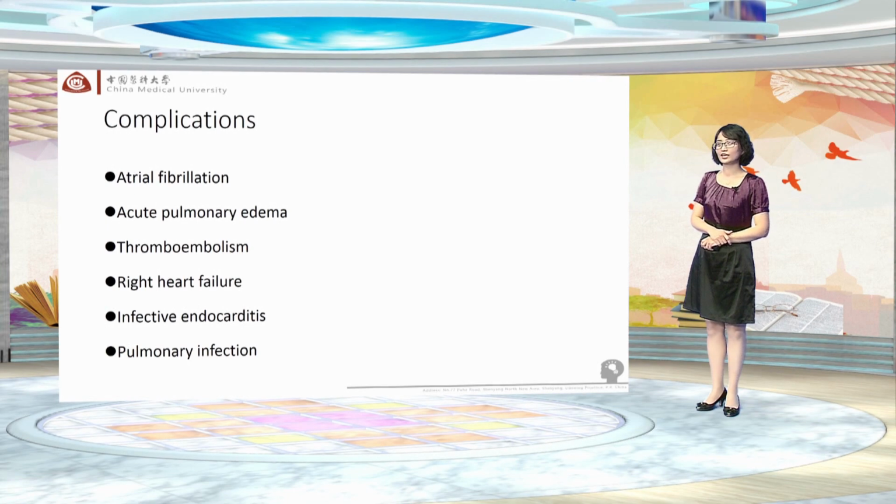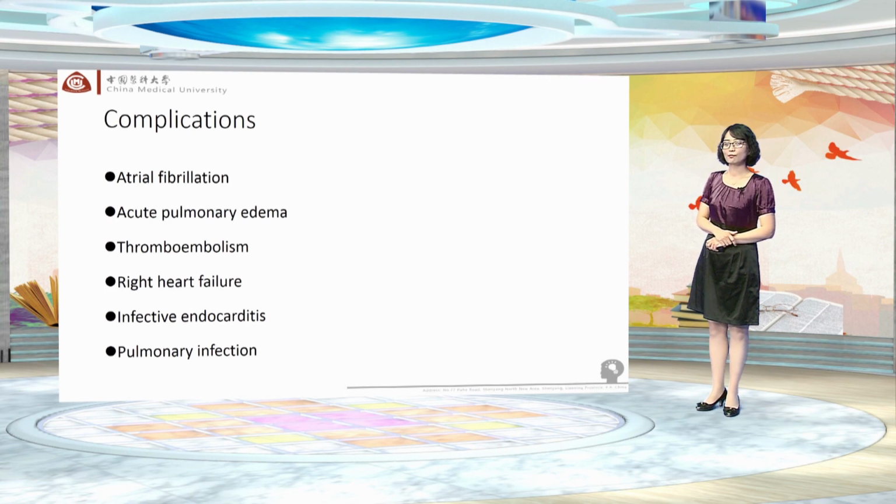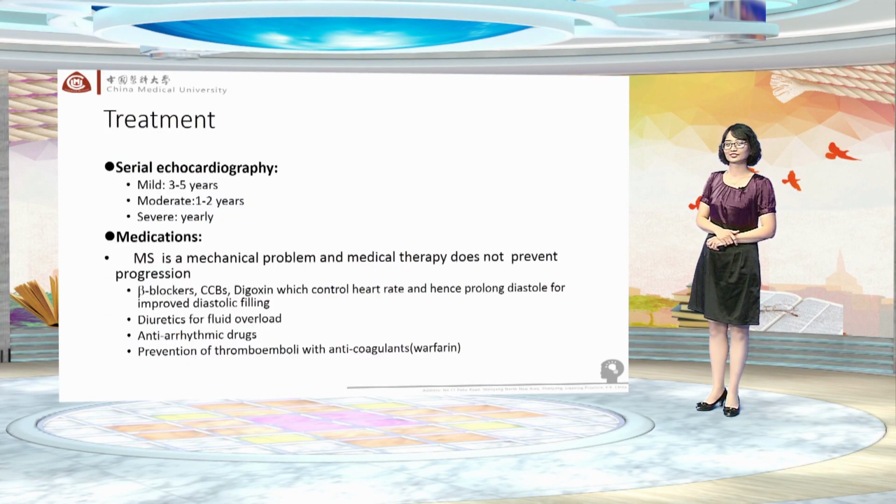Here are some complications of MS. For example, atrial fibrillation, acute pulmonary edema, thromboembolism, right heart failure, infective endocarditis, and pulmonary infection.